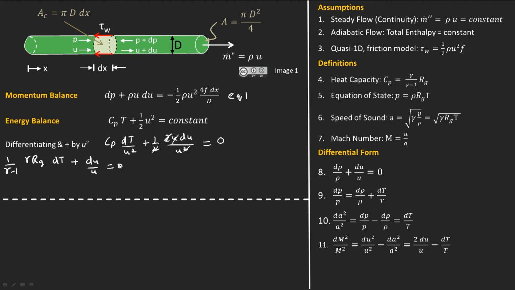Now if you notice in the differential form equations on the right here, 8 through 11, every single term is expressed as differential of some variable divided by that variable. If you look at this equation here, the du over u fits that format, but the dT does not have a T in the denominator.